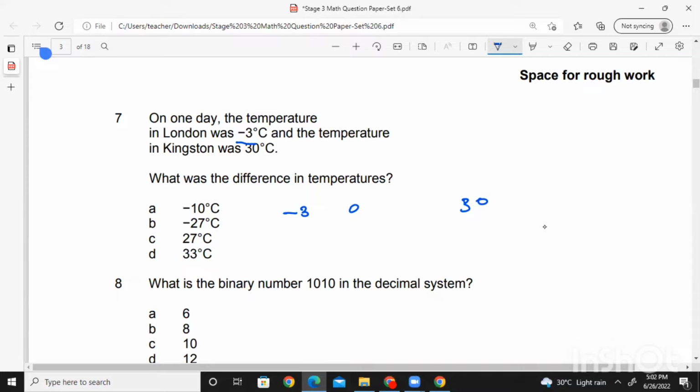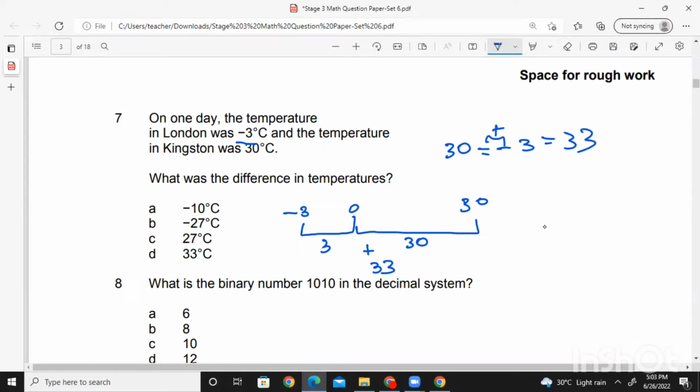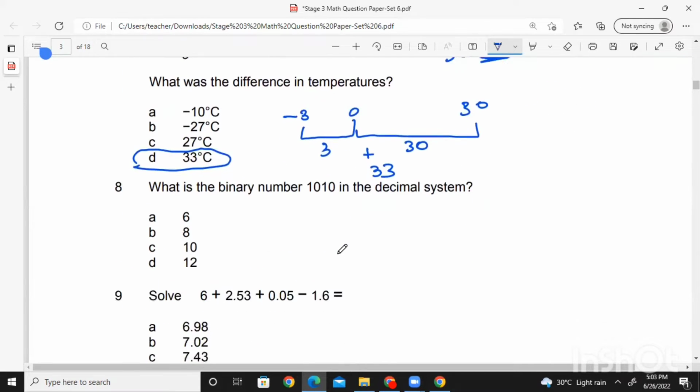So if you're talking about units, the difference between them, you're talking about from -3 to 0, that's 3 units. And then from 0 to 30, that's another 30. So overall, it's 33 units between them. Or you could say the last temperature minus the first one, and you're still going to get your 33, because these two negatives will make a positive. So 33 is the difference between the two temperatures.